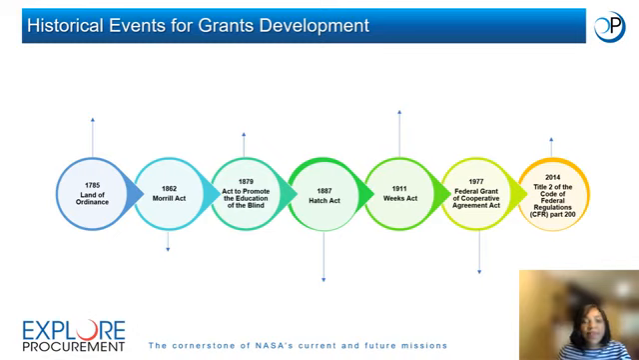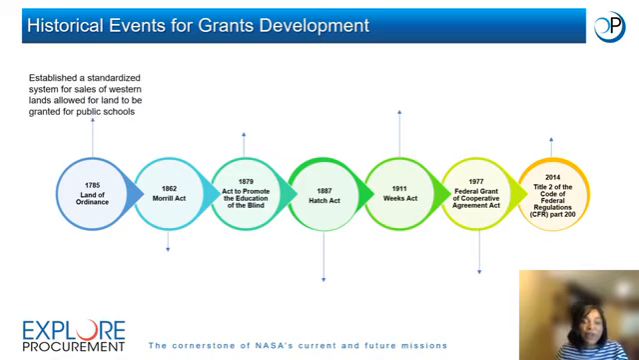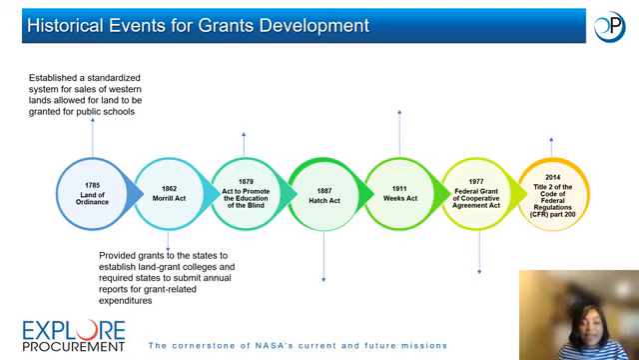This graphic represents historical events that occurred leading to the expansion of federal grants. Now let's take a look at each one of them. The first is the Land Ordinance of 1785. This was established as a standardized system for the sales of lands and also allowed for land to be granted for public schools. Second is the Morrill Act of 1862.